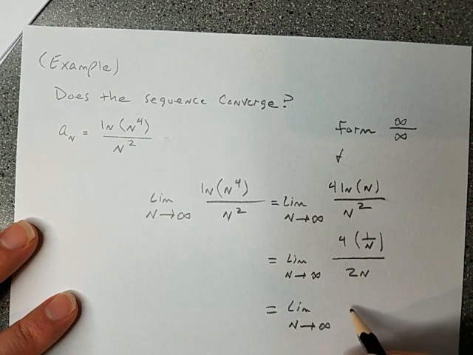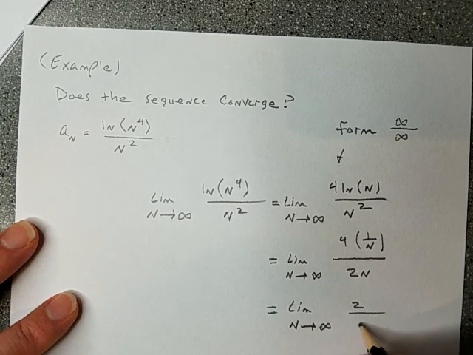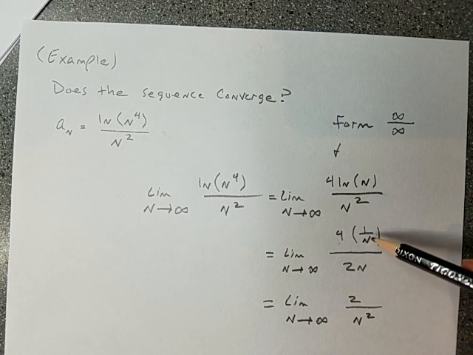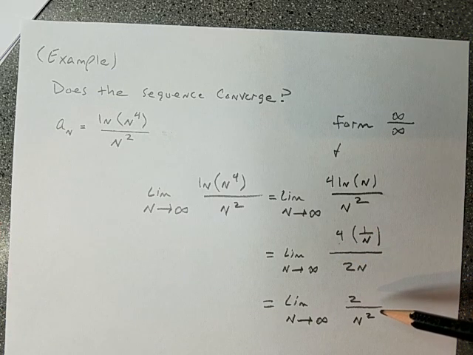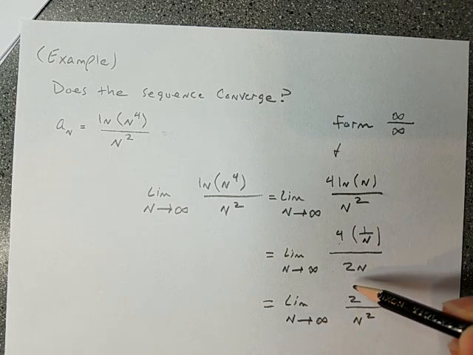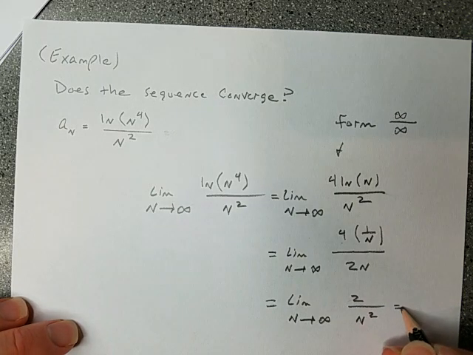This, if I work out the fractions, is 2 over n squared. Am I right? I got a 4 over a 2, and I've got 1 over n divided by n. All right, so what happens to this as n goes to infinity? Well, I got 2. What's 2 divided by 100 squared? What's 2 divided by 1,000 squared? The bigger the n gets, the closer this is going to get to 0.